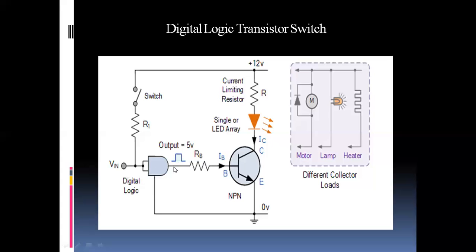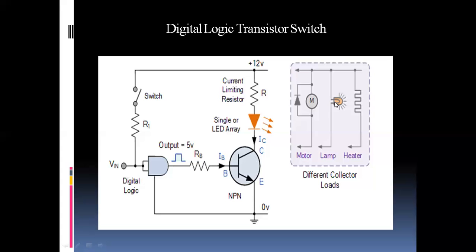When the output of the AND gate is equal to 0, it makes the transistor off, and because of that no current flows, I equals 0, and the LED becomes off. So switching the gate on and off switches the transistor on and off, and this transistor controls the on and off of the LED.